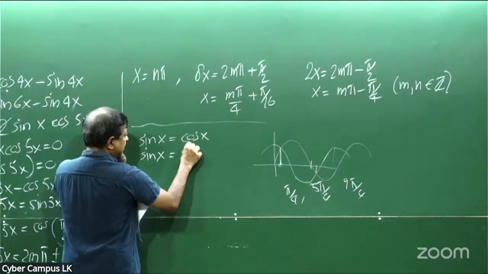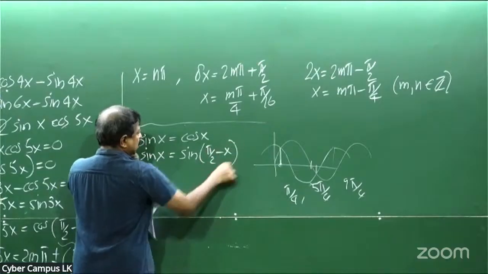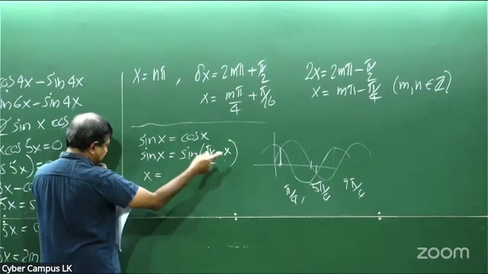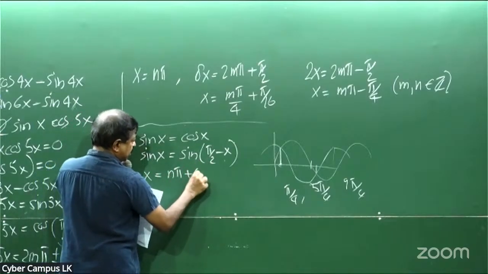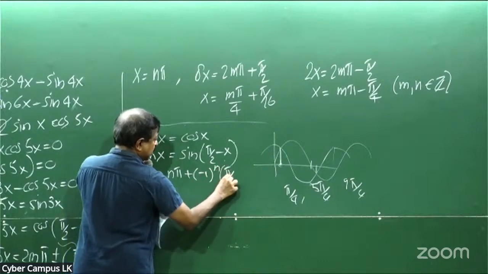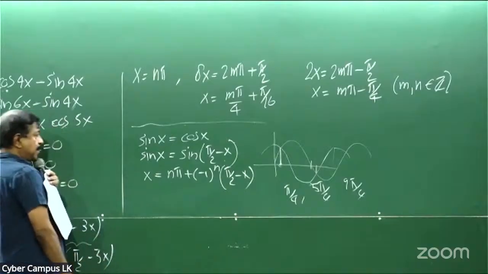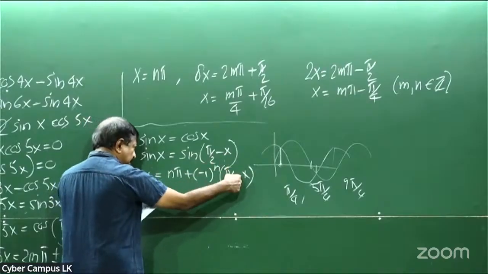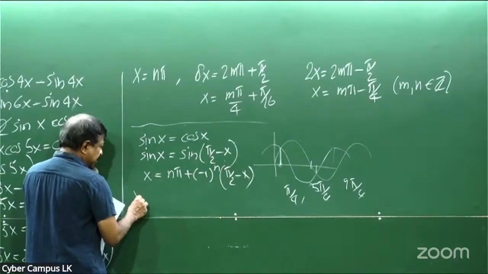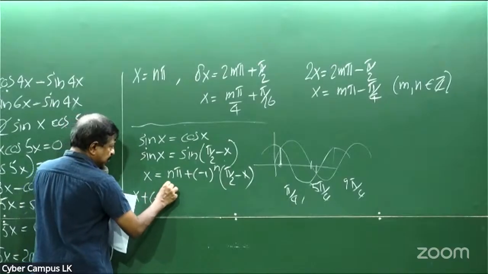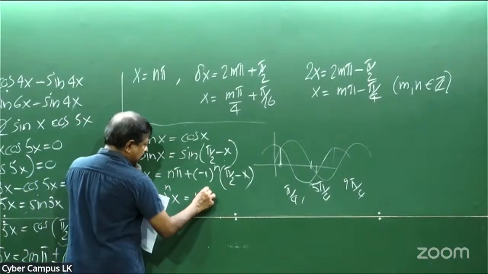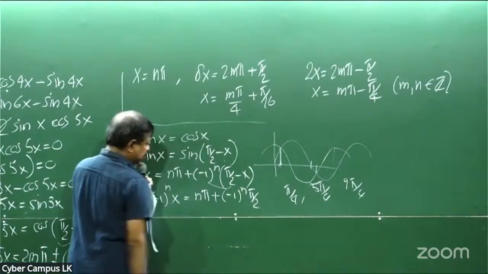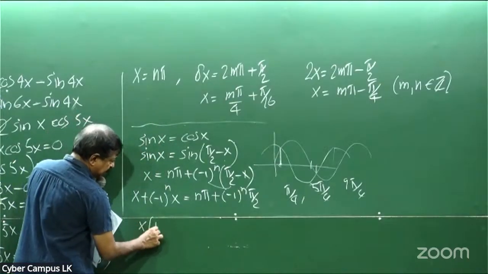You can write sin x as sin of 90 minus x. Now both are sine functions. So treat this as a special solution like alpha, and you get n pi plus minus 1 to the power n times pi by 2 minus x. Now you have to make x the subject. Now this is minus 1 to the power n and minus x. So if you bring that term to this side, you get x plus minus 1 to the power n x. This side you have n pi plus this product, pi by 2, right? Now you can make x the subject like this.